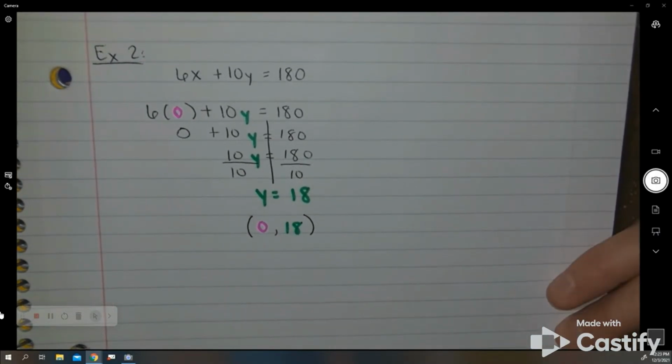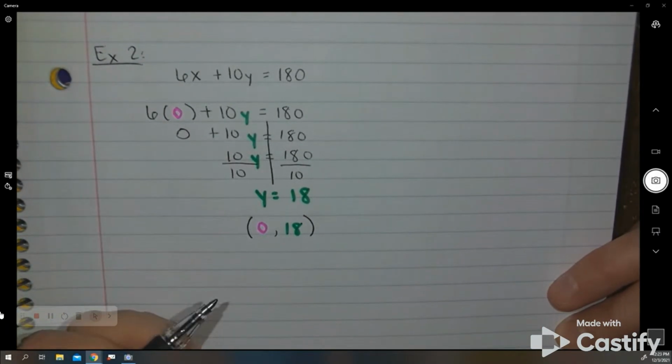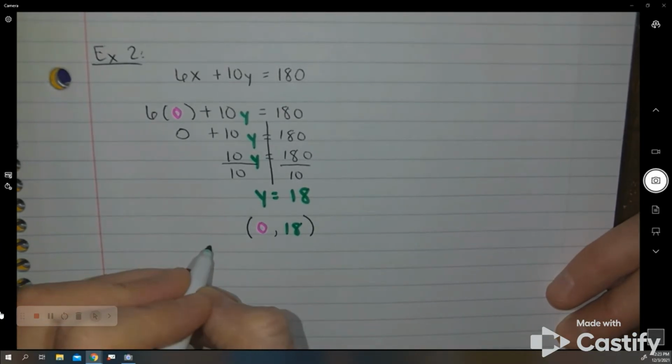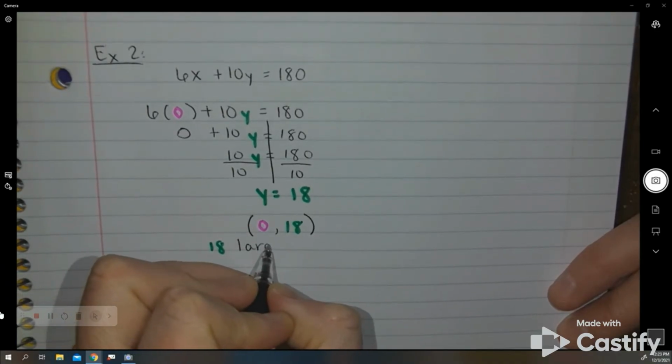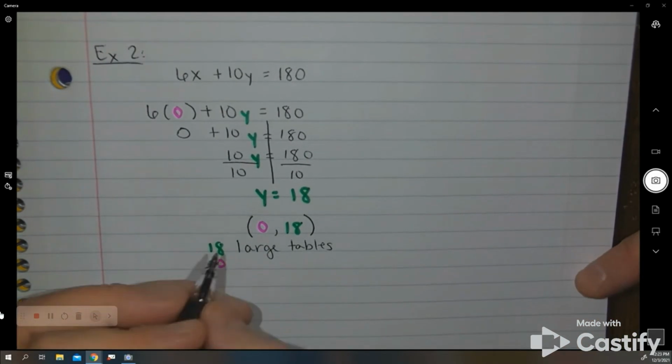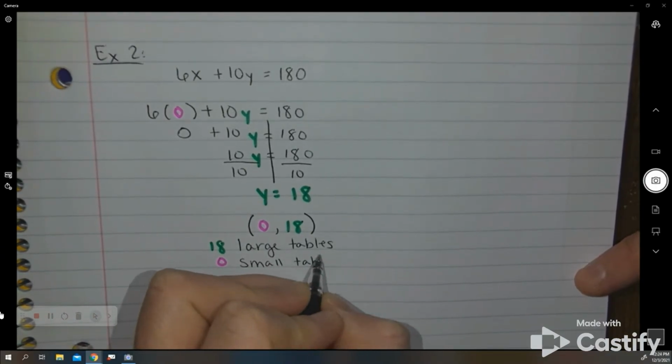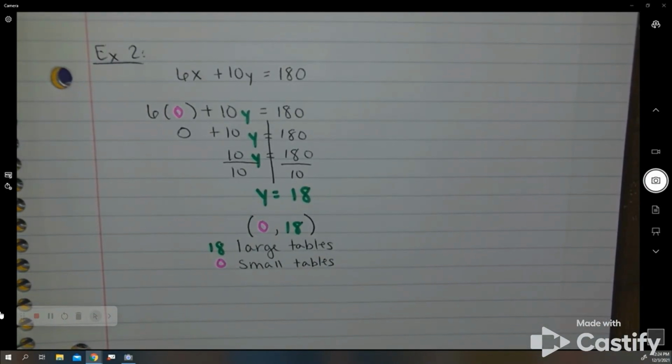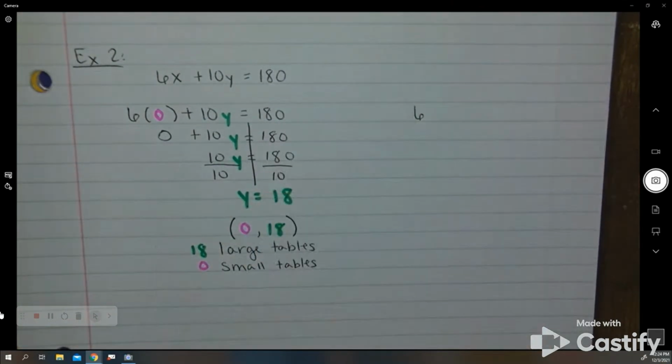And if we're interpreting this, what this means is that in order to seat the right amount of people, we could have 18 large tables and 0 small tables. Then it would accommodate as many people as they were looking to accommodate. Now let's try to find our x-intercept.